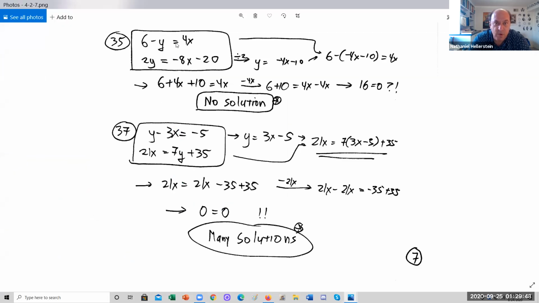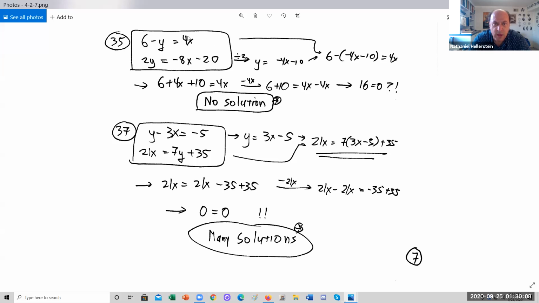6 minus y equals 4x. 2y equals -8x minus 20. Now this one, these coefficients are all even, so let's divide by 2. And when you divide throughout, you get y equals -4x minus 10. Now we can substitute that y into here.